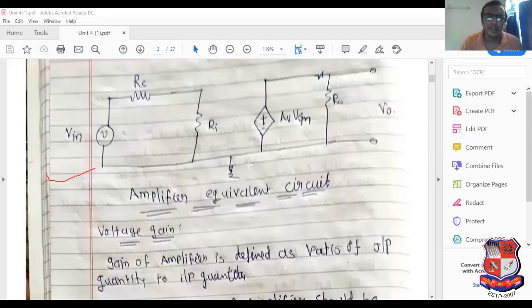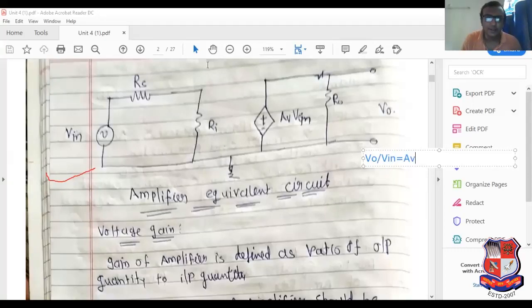Now this is the equivalent circuit of an amplifier. It consists of source resistance, input resistance, and voltage gain, which is output voltage by input voltage. I have added the text here, so see this very carefully. V0 divided by Vin is equal to the gain AV. So V0 equals AV multiplied by Vin.